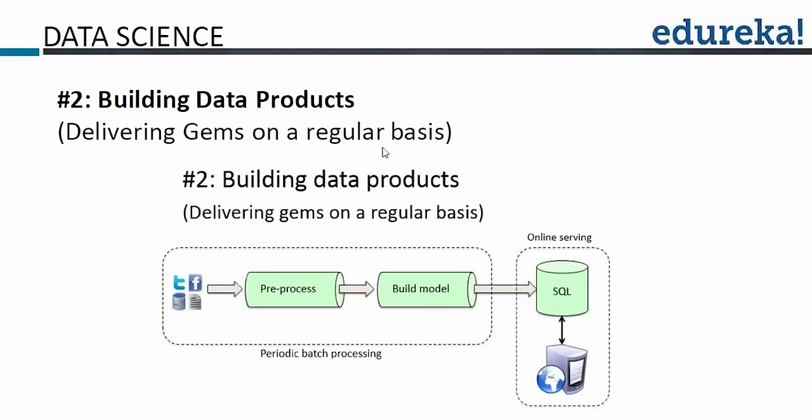Now look at this: building data products, right? Delivering gems on a regular basis. Look at this: when the data goes through this processing tunnel, we are building a model and we are passing it to a data store, which is a persistent medium here. So we process the data and we send it to the data mart, let's say, or a warehouse, where we get a lot of BI reports processed and all that. It's just a depiction on that aspect.